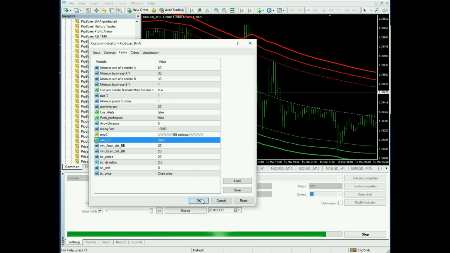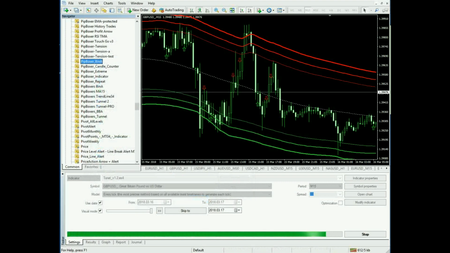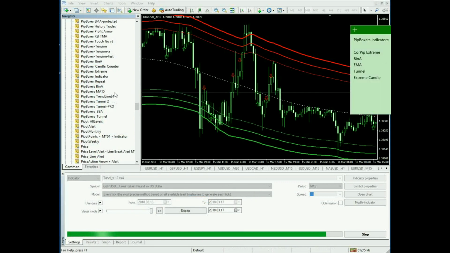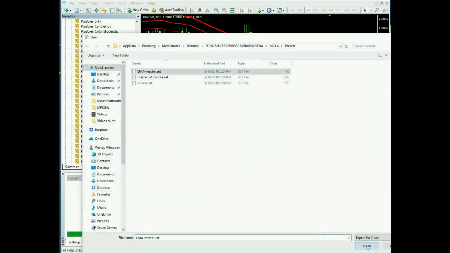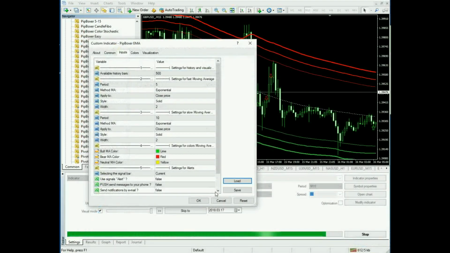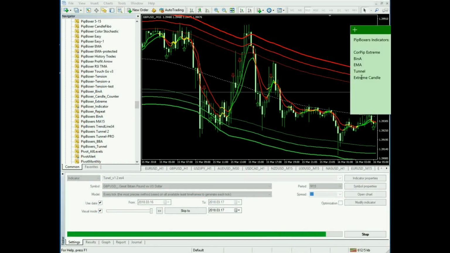Okay, so now we see many candles, many signals, but they're not important at the moment. Now EMA, this is my PipBoxer EMA, it's here, and we're going to load EMA. We're going to use 5 and 10 EMA. Okay, we have now 5 and 10 EMA. Next one is tunnel, and next one is extreme candle.